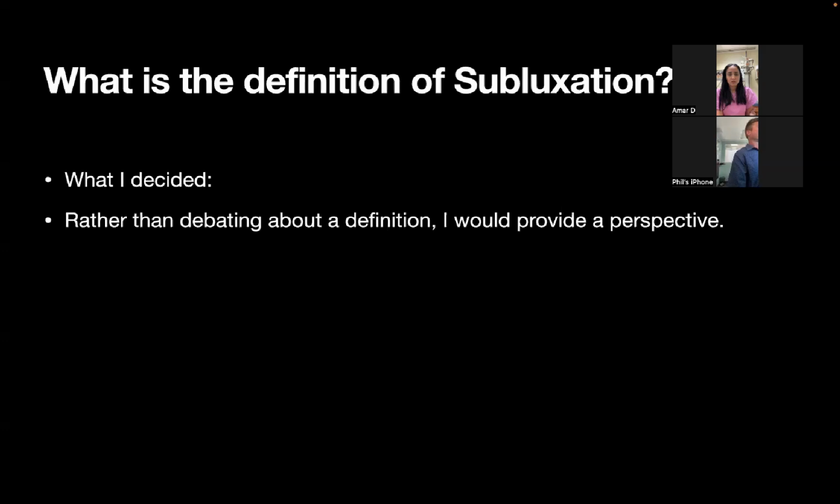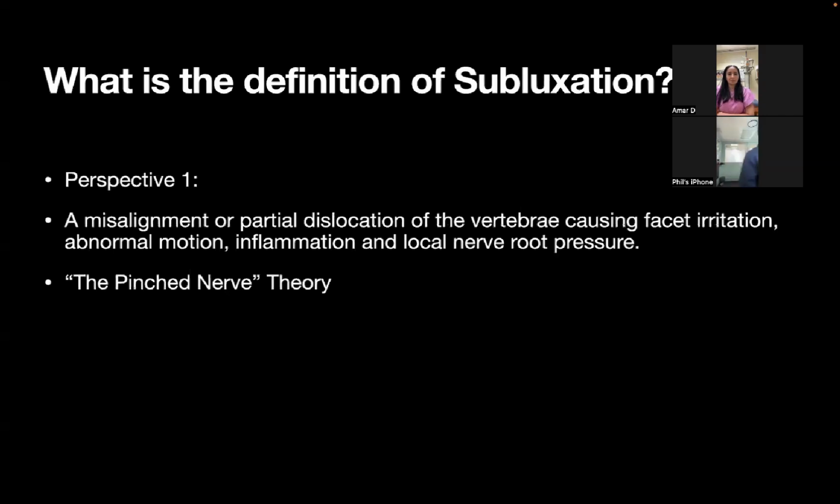So I decided, and Kim and I both talked about this, that rather than trying to debate about a definition, we would provide a perspective. And what we did over the years is put this into 4 different levels of perspective. And I've actually used this to explain to patients as well. So here's perspective 1. Perspective 1 is a misalignment or partial dislocation of the vertebrae causing facet irritation, abnormal motion, inflammation, and local nerve root pressure.